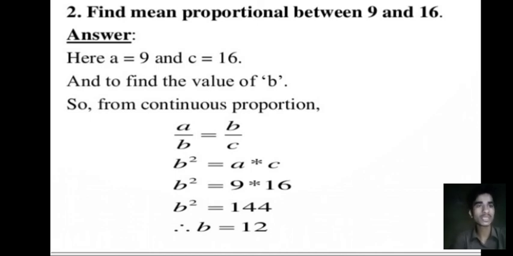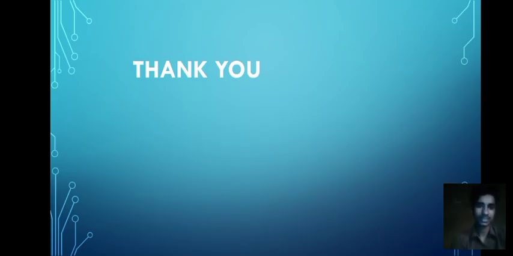Find the mean proportional between 9 and 16. Answer: here A equals 9 and C equals 16, and we have to find the value of B. From continued proportion, A divided by B equals B divided by C. B power 2 equals A multiplied by C. B power 2 equals 9 multiplied by 16. B power 2 equals 144. B equals 12. Thank you.